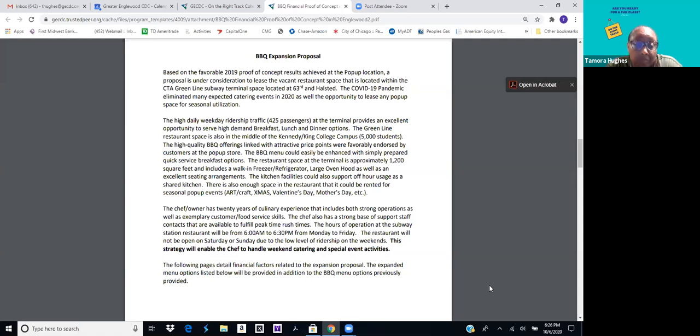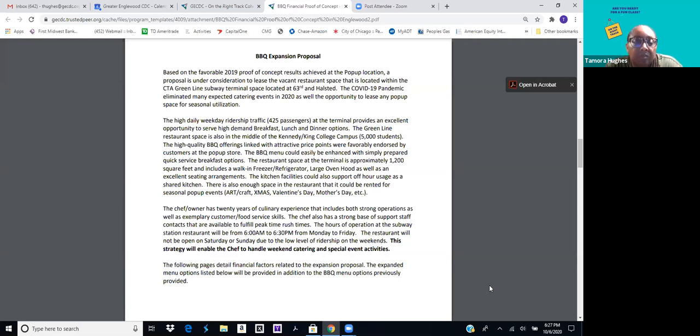And so we looked into some data, okay? And the CTA keeps data. In 2019, on a weekday basis, there were 425 passengers that went through that station, okay? It's 425 people every day. And then the other thing is, this station, if you will, is right in the middle of Kennedy King. Okay, and they've got 5,000 students. You know this area, you know that it's kind of a food desert. There's not a lot of options for people to get reasonably priced food in that area.